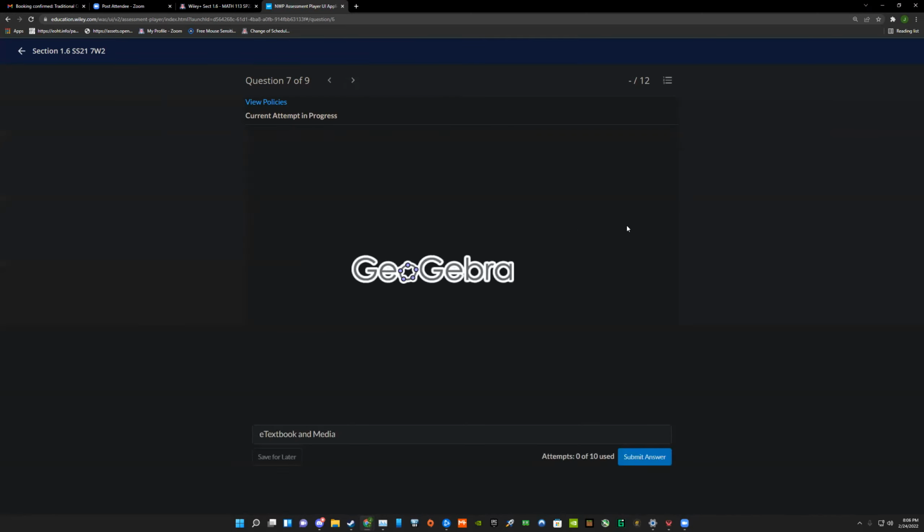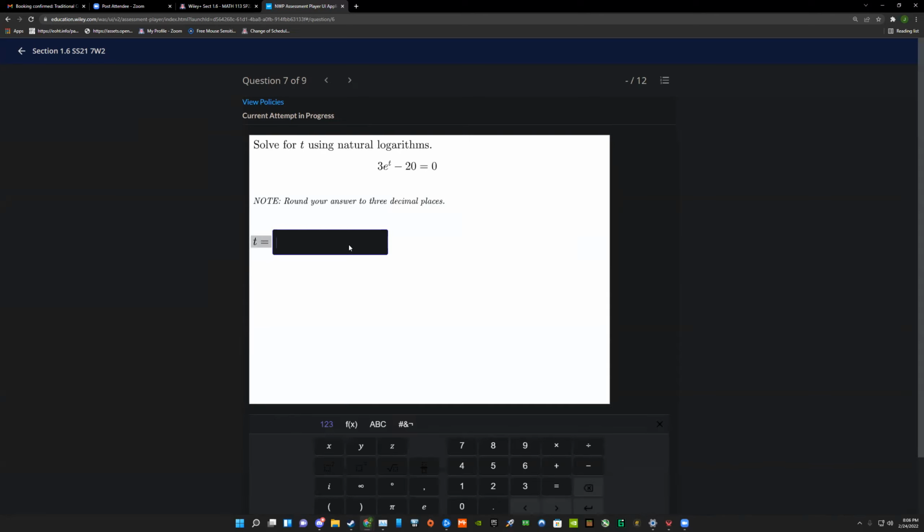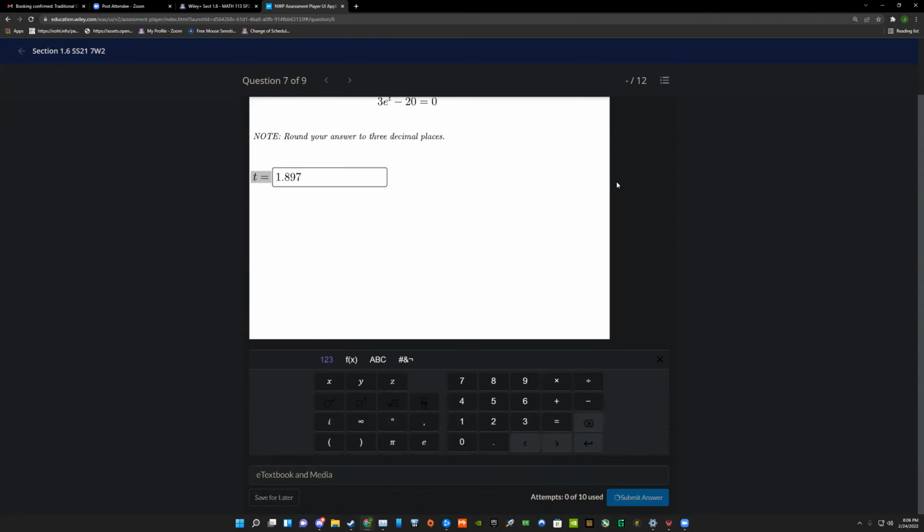It's at least something different. Or maybe not really. You're doing the same thing as the last problem. This time you're going to move the 3 over by dividing 20 by 3. So 20 divided by 3, then take the natural log of both sides. So ln of 20 over 3 basically. That's right. And I get 1.897. I get that too. 1.897. Submitted.